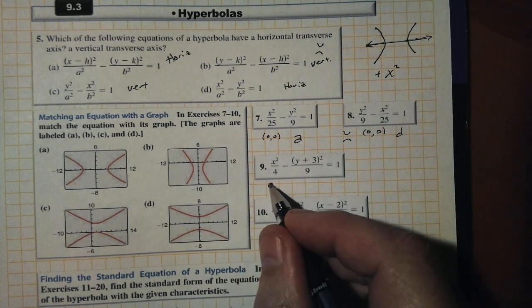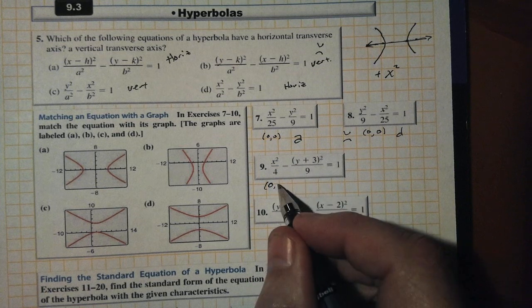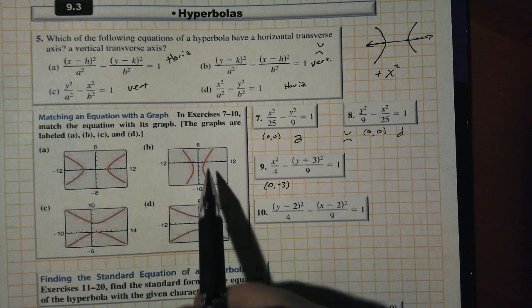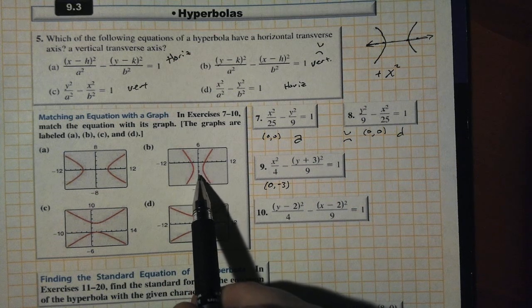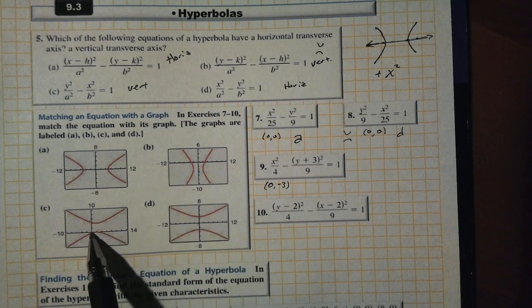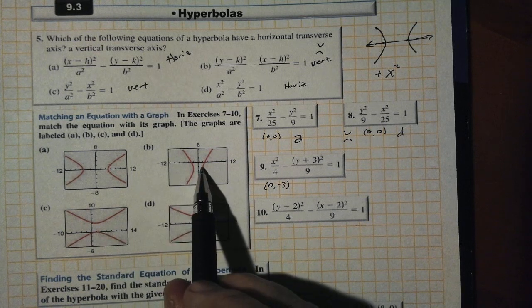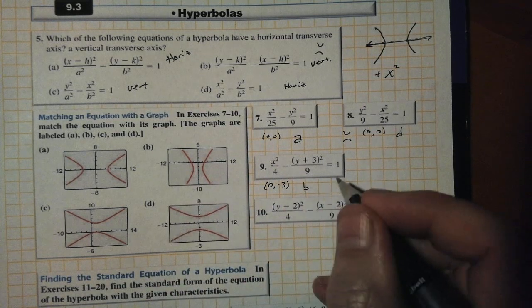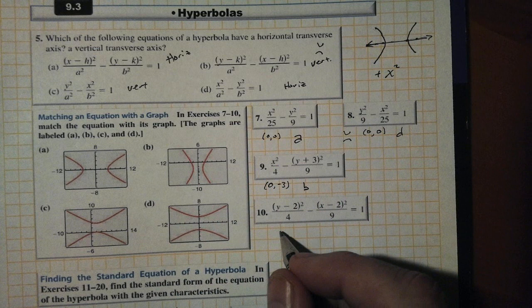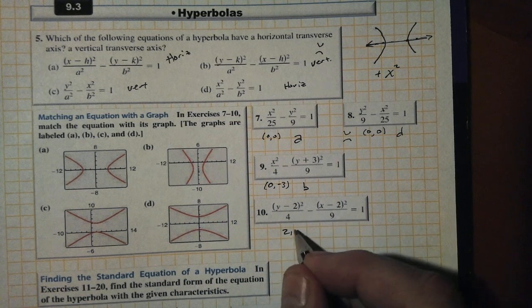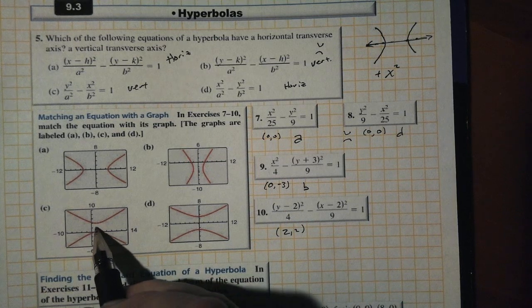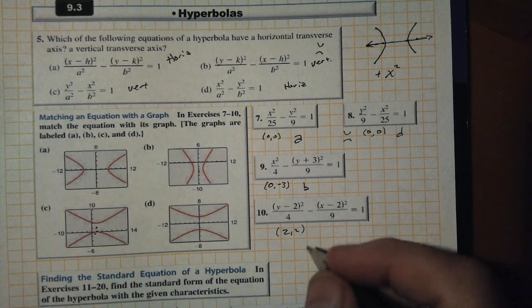Here we have a center of 0, negative 3, 0, negative 1. Oh, it looks like we're counting by 2's here. 2, 4, 6, 8, 10. Looks like it might be 0, negative 3, and this one is definitely not 0, negative 3. It opens in an x direction, right and left. Therefore, B. Center 2, 2, opens in a y direction, 2, 2, C.